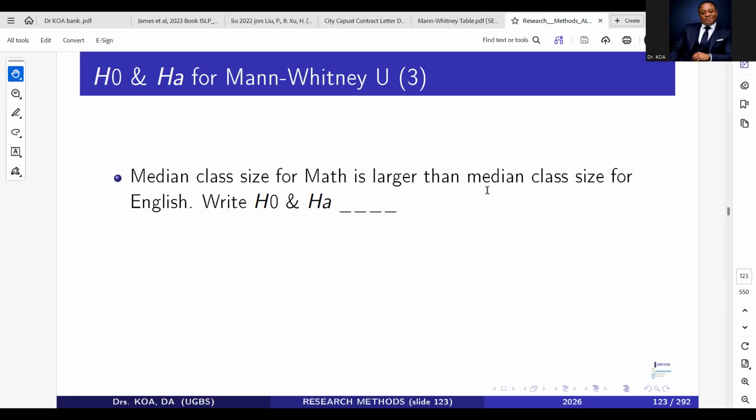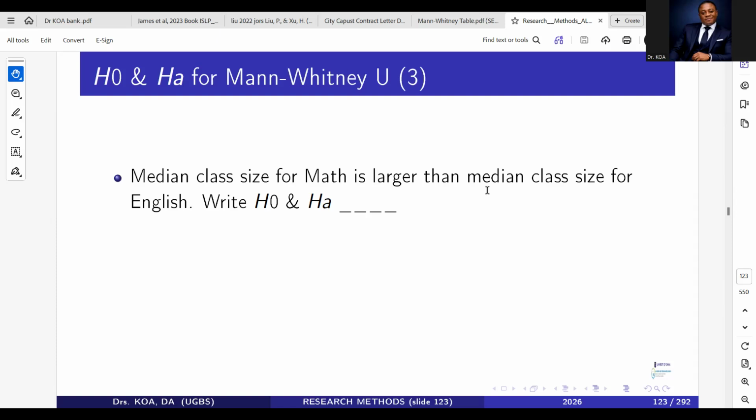Okay, so the null hypothesis will be M1 is less than or equal to M2, and the alternative will be M1 is greater than M2. Very good. Did you guys get it?